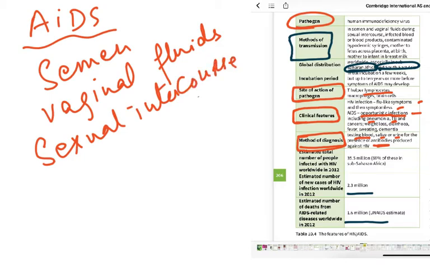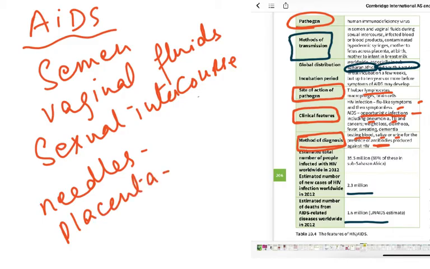And then, of course, we talk of contaminated hypodermic syringes, but I prefer to say contaminated needles, because syringes are not going to really spread it. It's the needles which are going to be coming in contact with the blood. The blood contains the virus, and then we're going to use the same needles on somebody else, and then it's going to be transferred.